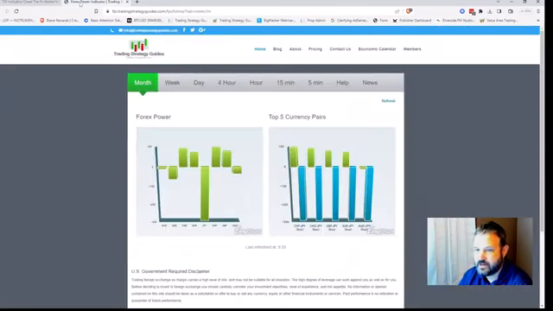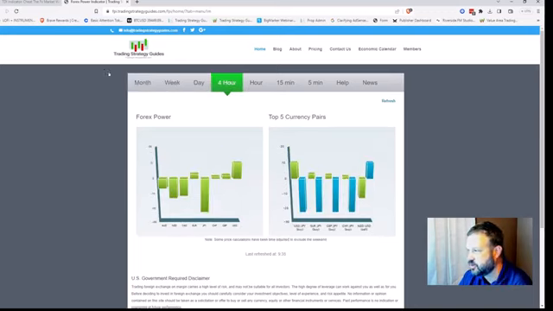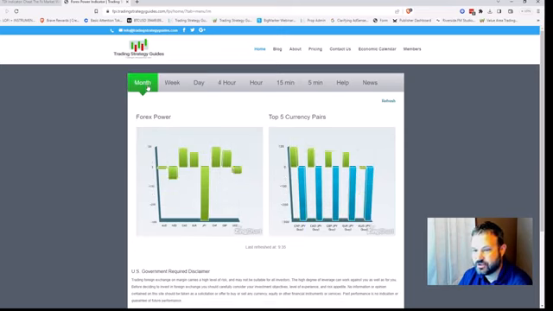Okay, so now here's the Forex power indicator, and you'll notice up here at the top there's the monthly tab, the weekly, daily, 4-hour, and so on. The monthly is the strongest currency pair and the weakest for the entire month.